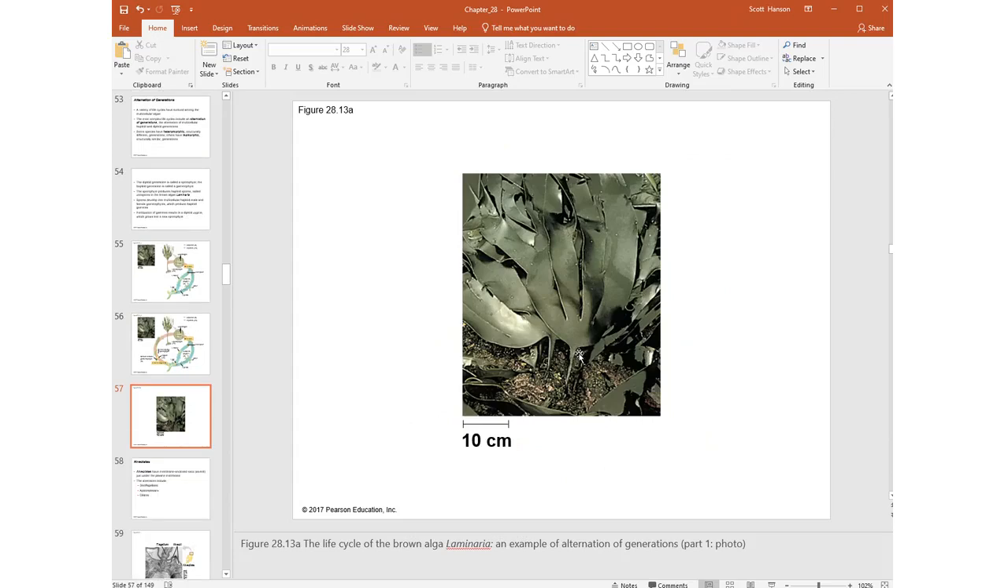And here's another shot of another type of brown algae. That's probably the laminaria, I suppose. Yeah, that's the laminaria.